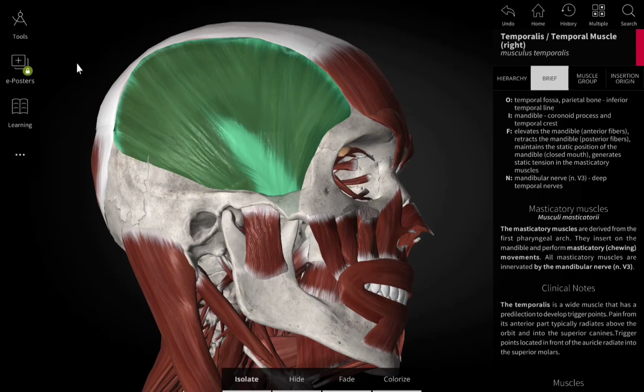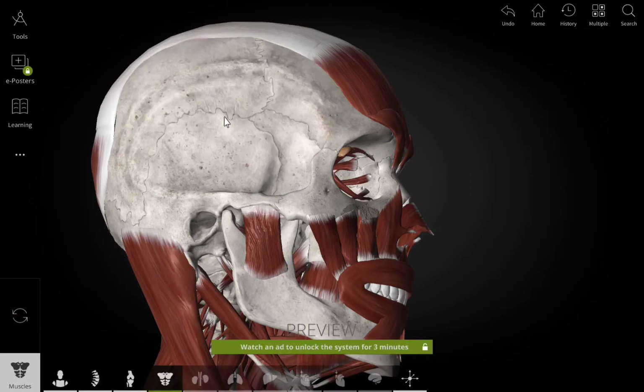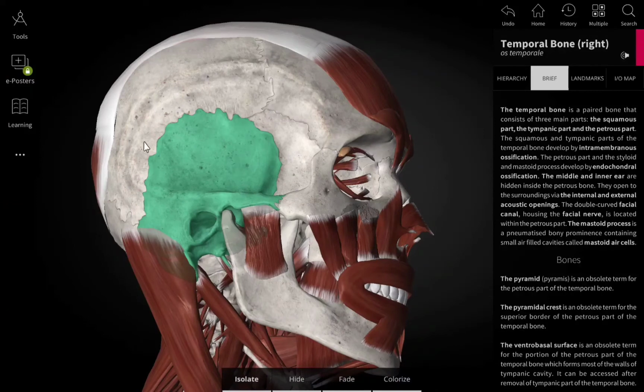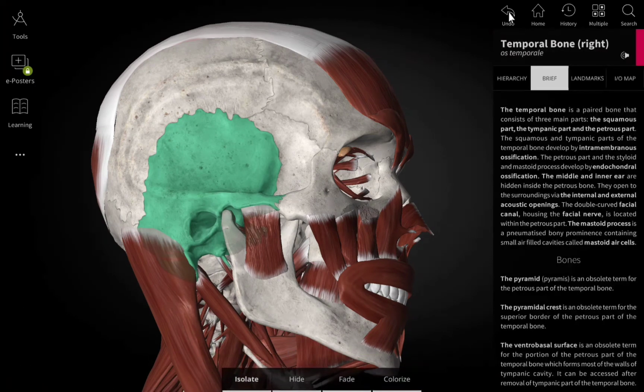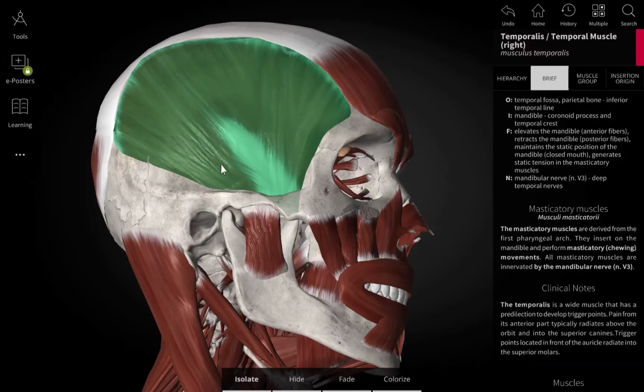So the next muscle we are going to see is the temporalis muscle. You can see here the temporalis muscle. It is a fan shaped muscle, and it fills all the temporal fossa. I am just hiding it in order to see how it is covering the temporal fossa. You can see here, this curved portion is the temporal fossa. So this muscle covers almost all areas of the temporal fossa.